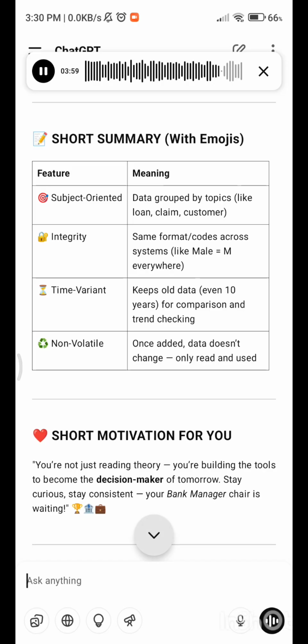Short summary. Feature, meaning. Subject-oriented, data grouped by topics like loan, claim, customer. Integrity. Same format codes across systems, like male equals M everywhere. Time variant, keeps old data, even 10 years, for comparison and trend checking. Non-volatile, once added, data doesn't change, only read and used.